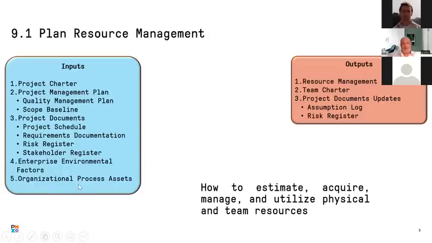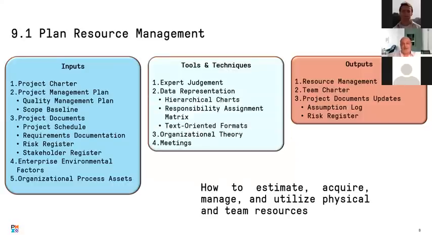In organizational process assets here, of course, we are going to use the lessons learned from previous projects, and we are going to use historical information and the different templates that we have. Enterprise environmental factors can include things like the labor law where we are working, to make sure that we are really complying with the different laws in this area.